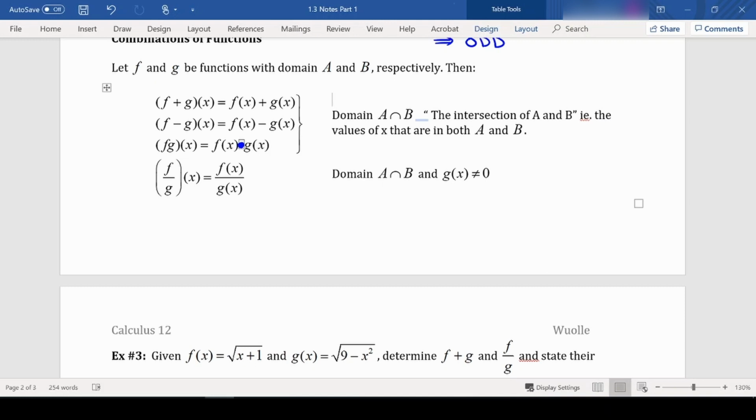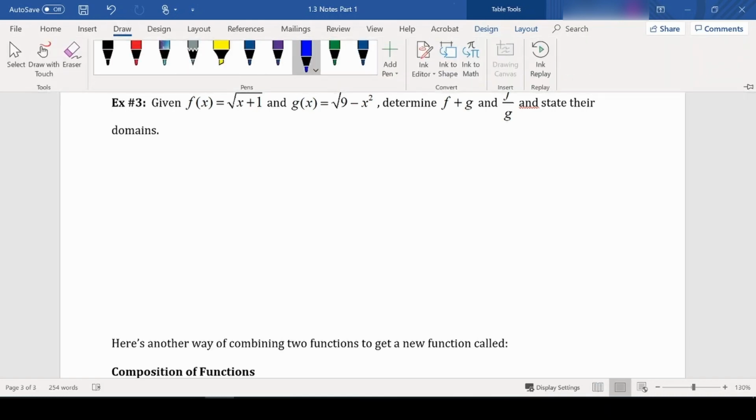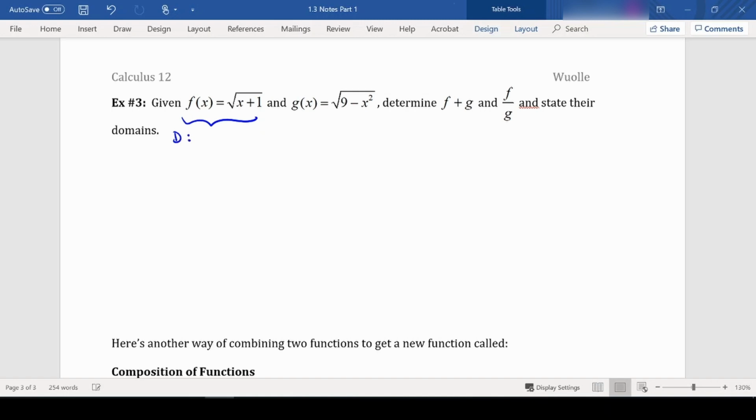Okay, so let's just try a question that uses these. So if we have f of x is root x plus 1 and g of x is root 9 minus x squared, we want to determine f plus g and f over g and state their domains. The first thing I would do is find the domains of each of these. That's going to make our lives a little bit easier. Okay, so your domain of this first one would be that x has to be greater than or equal to -1.